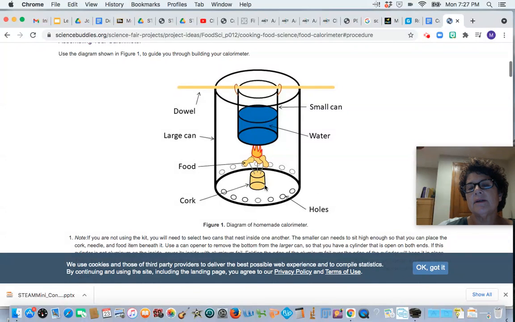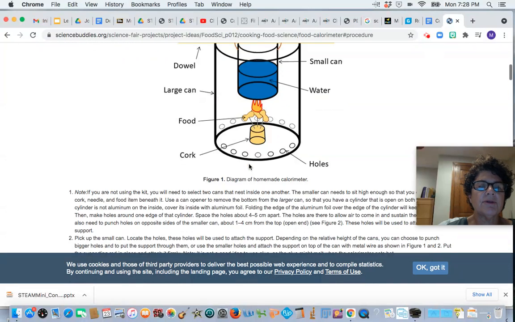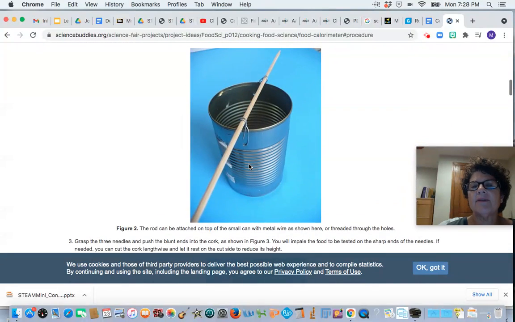So you get a cork, you stick some food to it, you set the food on fire, and when this burns, the heat energy given off by this burning food will be transferred through radiation to the can, and then by conduction to the water that's in this can. And so you'll measure the change in temperature of the water to measure how much heat energy was produced by your burning food. But the point here is that they're simple materials.